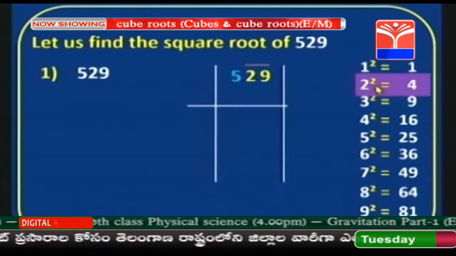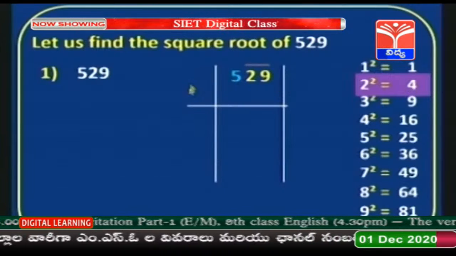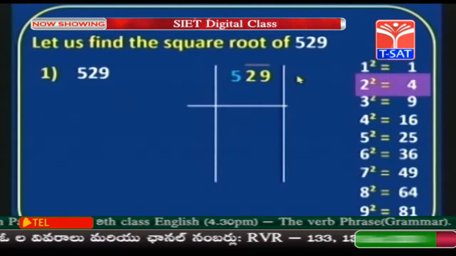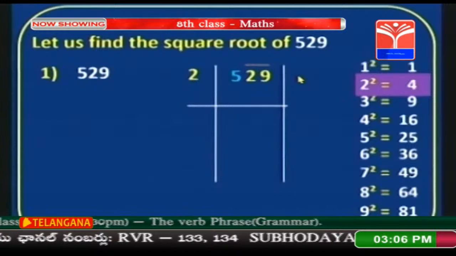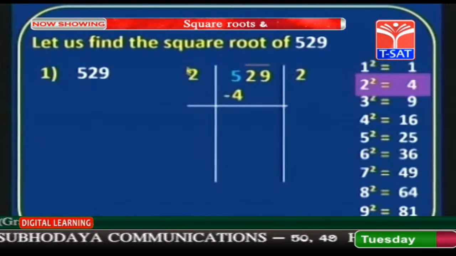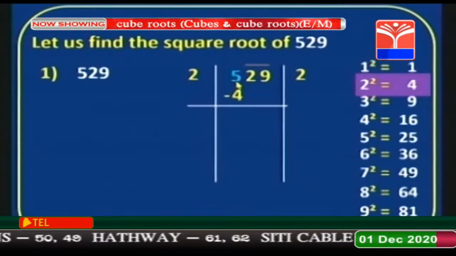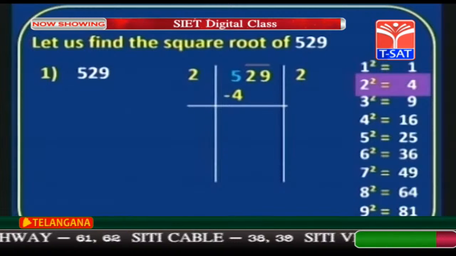So what do I have to do? I have to take 2 square. 2 square means 2 into 2. So this is the divisor position, this is the quotient position. So what am I doing now? 2 twos are 4. Children, how to select this number? We have to see the first single digit or the group of 2 digits and you have to look at these squares.